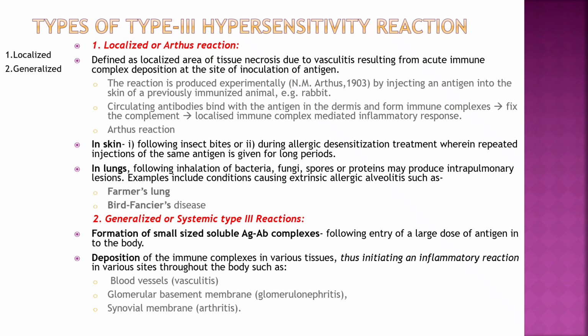Generalized or systemic type 3 reaction: formation of small size soluble antigen-antibody complexes following entry of a large dose of antigen into the body. Deposition of immune complexes in various tissues initiates an inflammatory reaction at various sites throughout the body, such as blood vessels, causing vasculitis, glomerular basement membrane, causing glomerulonephritis, and synovial membrane, causing arthritis.